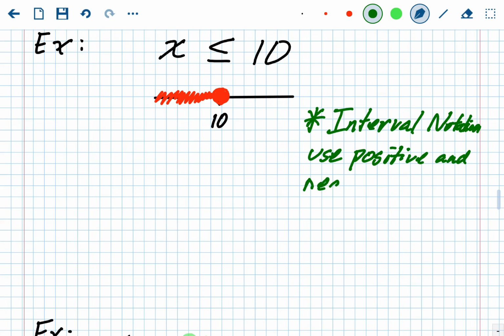So if you don't have a smallest number, or you don't have a smallest endpoint, it's going to be negative infinity. If you don't have the biggest number, so if it's shaded to the right forever, you're going to have a positive infinity as your endpoint. Okay. So the infinity sign, that's positive infinity. If there's a negative in front, it's negative infinity.